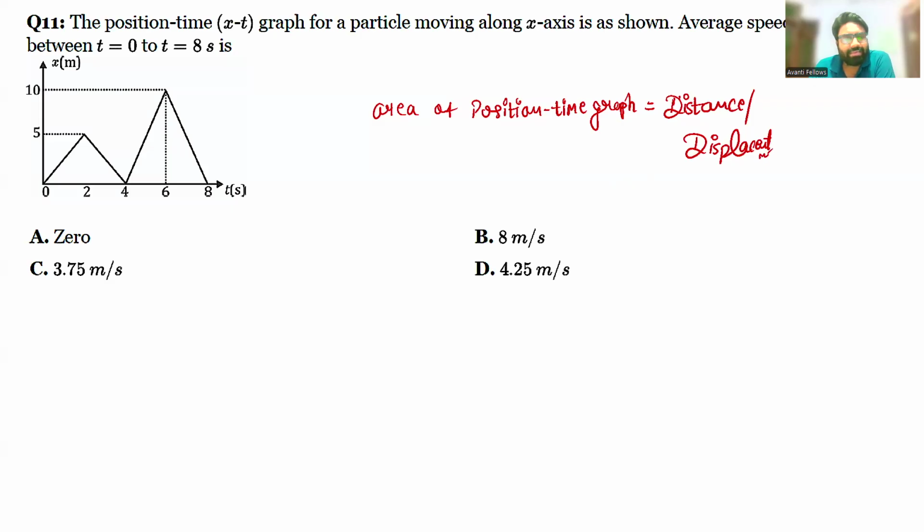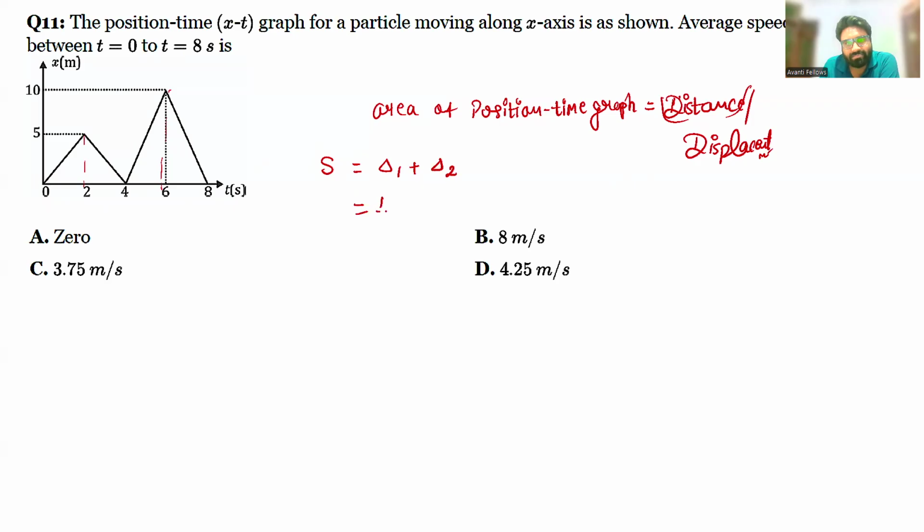So here we want to calculate the average speed. So we will only talk about the distance. So you can calculate the area of these two triangles. This will be the distance traveled in 0 to 8 seconds. Now, distance traveled in 8 seconds is the area of triangle 1 and the area of triangle 2.